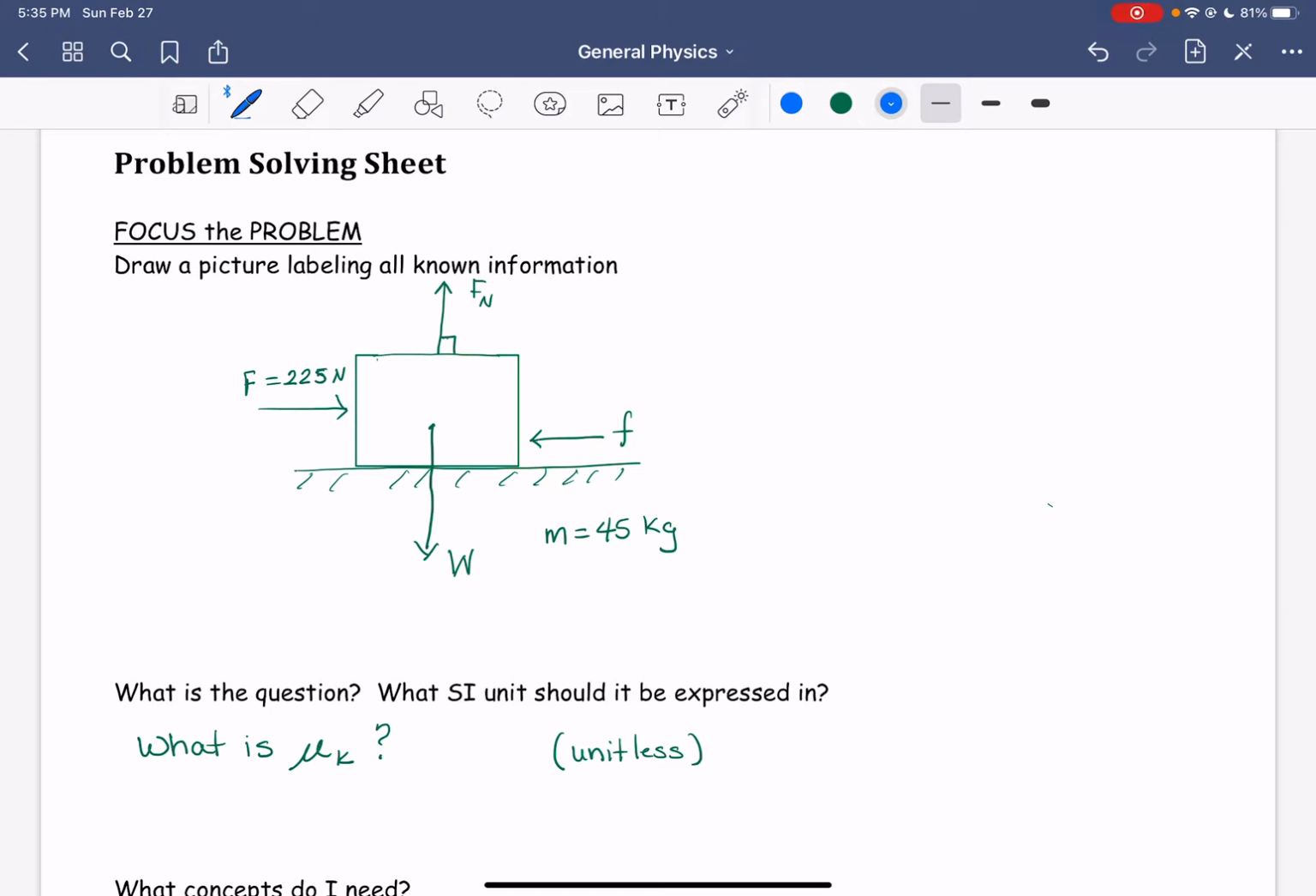So what is the question that's being asked for this problem? Because we always want to answer the problem that's being asked. In this case, it is, what is the coefficient of friction? The coefficient of friction is represented by the mu. We have the subscript k there to represent that it is the kinetic friction. The SI unit should be unitless. So the coefficient of friction is a unitless value.